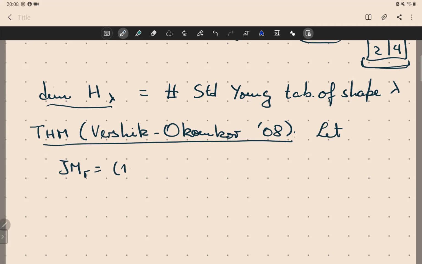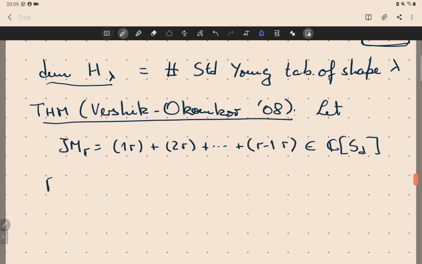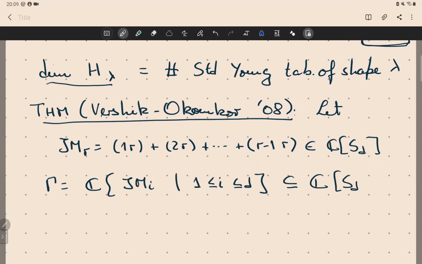You consider the following elements inside the group algebra. These are called Jucys-Murphy elements. And you consider the algebra gamma generated by all of them inside the group algebra of the symmetric group. So this turns out to be a very big commutative algebra. All these elements commute among them, they contain the center of the algebra, and they contain a lot more.